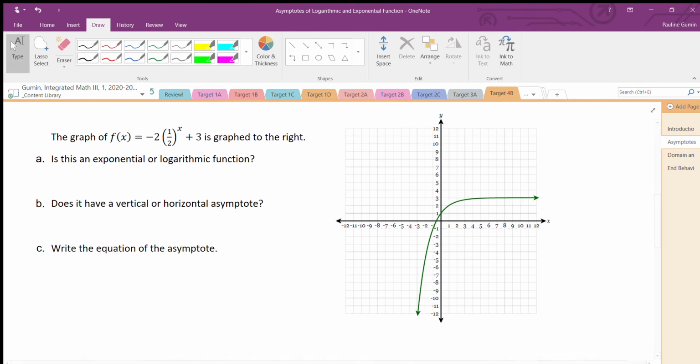All right, here we have an exponential. We have -2 times 1/2 to the power of x plus 3. It's graphed on the right. From the equation we should be able to see that it has an exponent, so it's exponential. All exponential functions should have horizontal asymptotes.